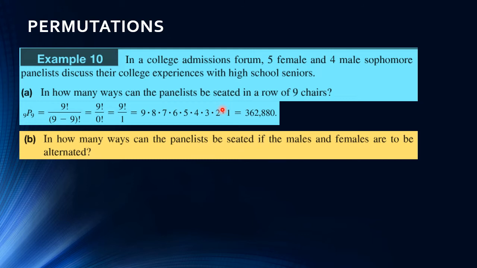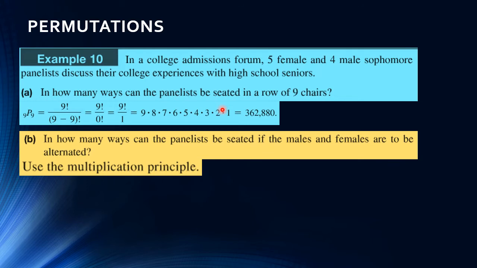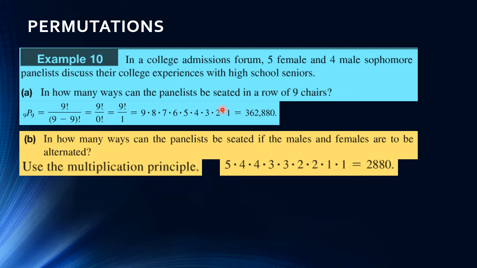Now it gets a little more complicated. In how many ways can the panelists be seated if the males and females are to be alternated? Well, this is actually a little bit of a trick question. We can use the multiplication principle. But the trick here is that we have to start with women. Because if we start with males, we will get male, female, male, female, male, female, male, female, female. Because there are more females than males, we have to start with the female so that we don't end up with two females next to each other, because this is what the question says.